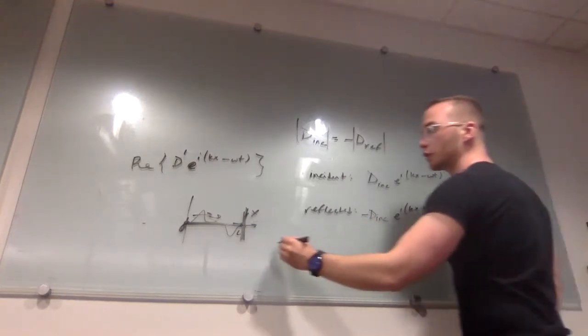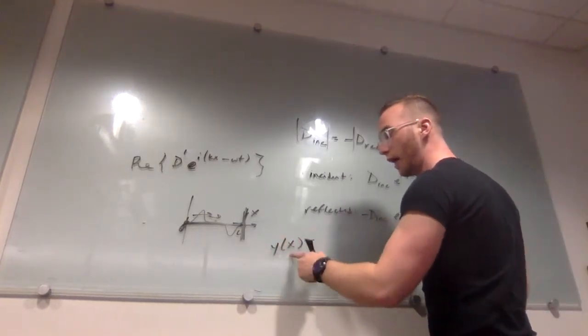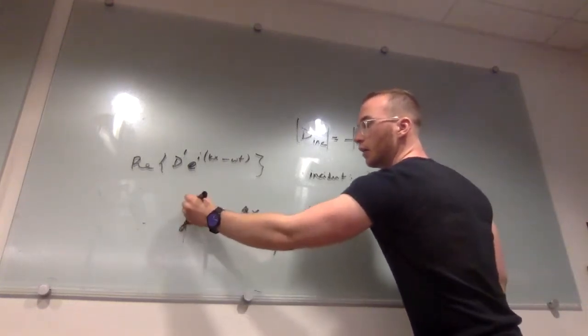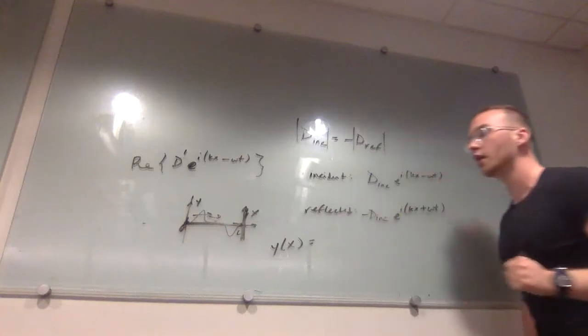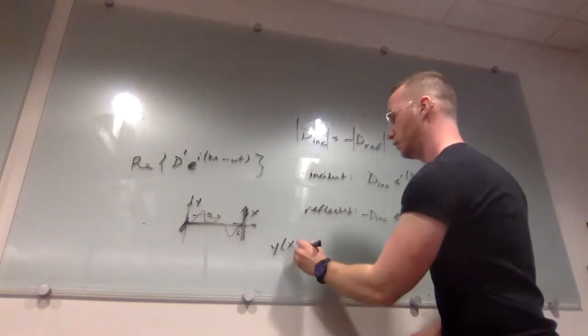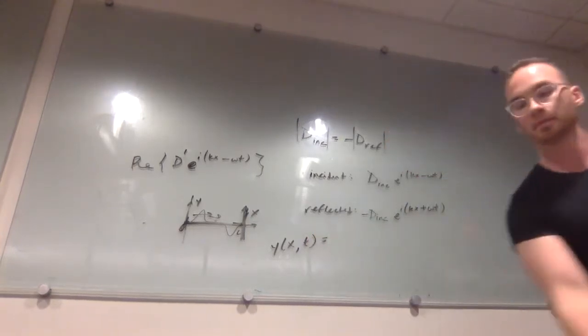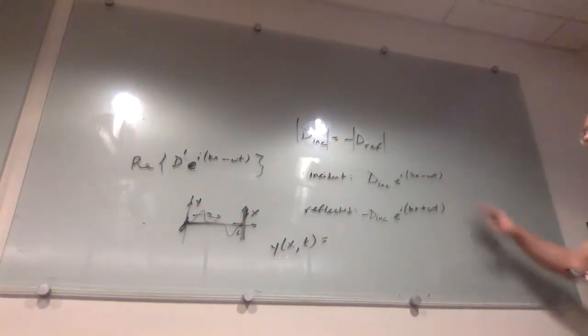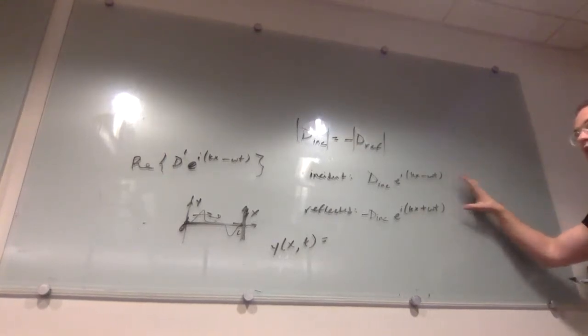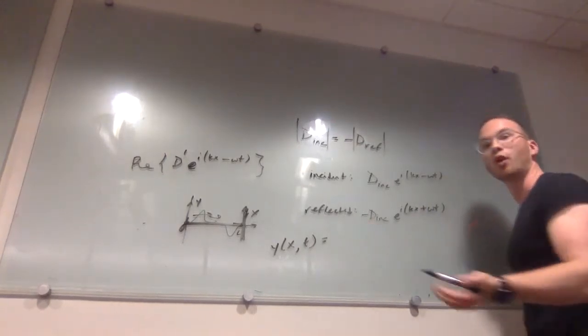But then the total wave looks like what? Well, now if we actually want to plot y of x and t, what does it look like? We have these two waves, but they're happening together. So y of x is just the sum of all the waves on it, right?